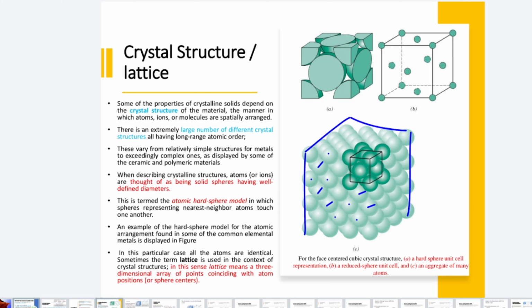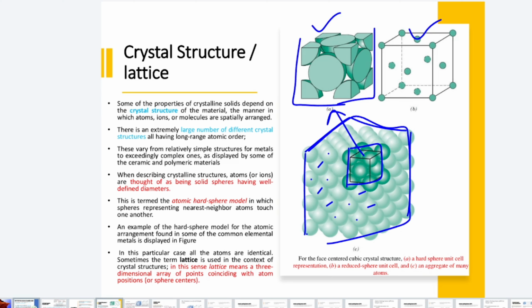Whenever we are studying the crystalline structure, we don't need to study the whole thing, right? We take some portion of it. And what portion do we take? We take a portion which is repeating again and again in the whole structure, and that is known as a unit cell. We take that unit cell, and then we study that unit cell. Now from here we have taken this, and we can represent it in this form, or we can represent it in this form. This one is known as the hard sphere unit cell, and this one is known as the reduced sphere unit cell.